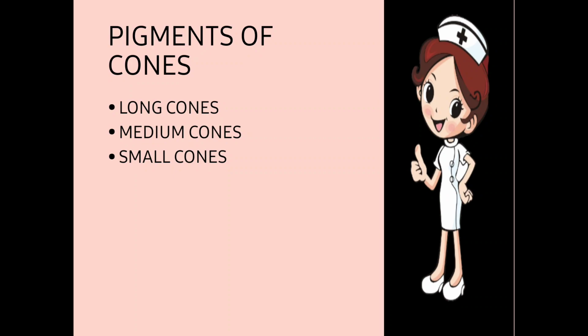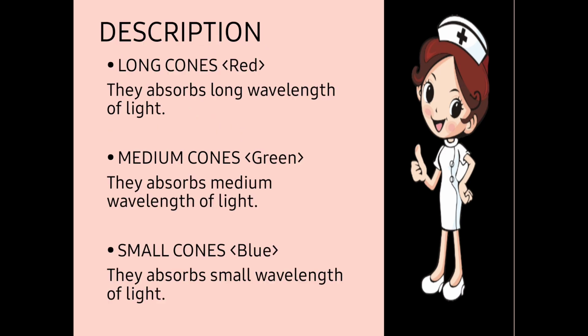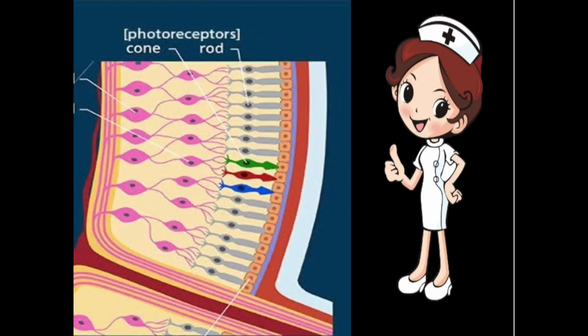Let's move to the pigments of cones. Now cones have three kinds of pigments: long cones, medium cones and small cones. On the basis of their wavelength of light, they can perceive different wavelengths of light independent of intensity. On the basis of that, they are divided into long cones. Now long cones are red cones. They absorb long wavelength of light. Long wavelength of light they can perceive.